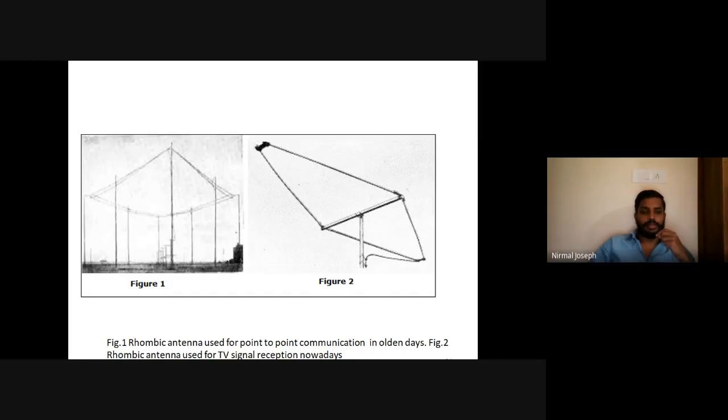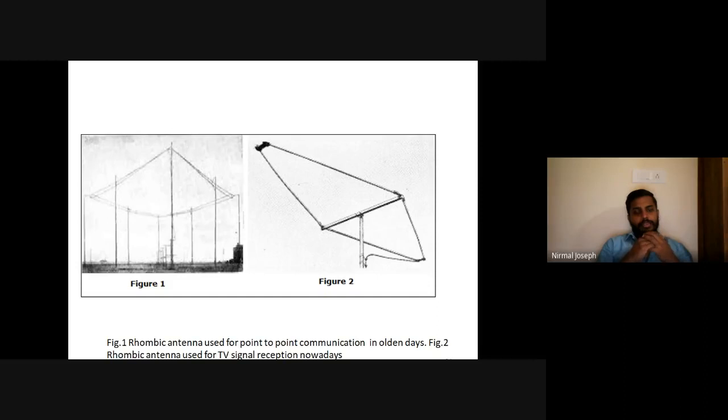In that, you can see each leg had around 50 to 100 meters of separation between them. 2 lambda was around that much, 100 meters, since around 50-meter wavelength waves were used in those days. So in those days we had to use such big rhombic antennas. This is a very old image of a rhombic antenna, used for point-to-point communication in olden days.